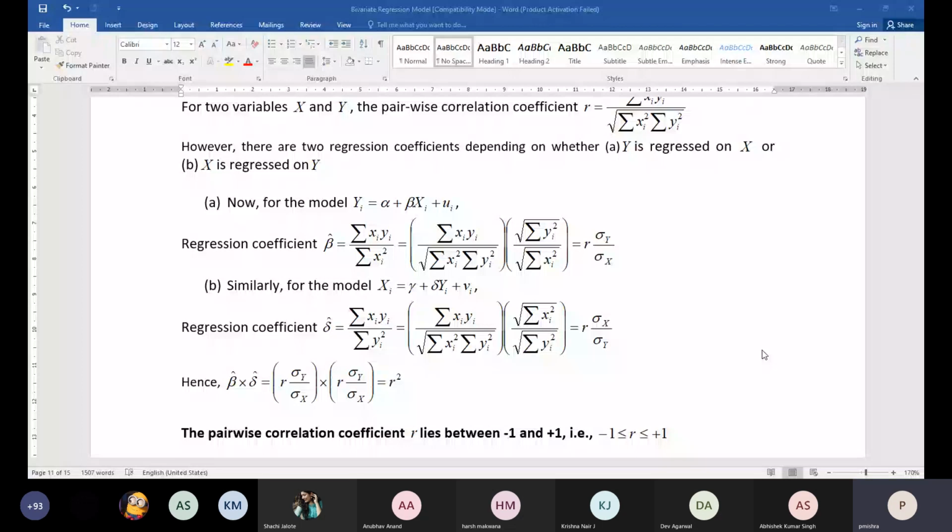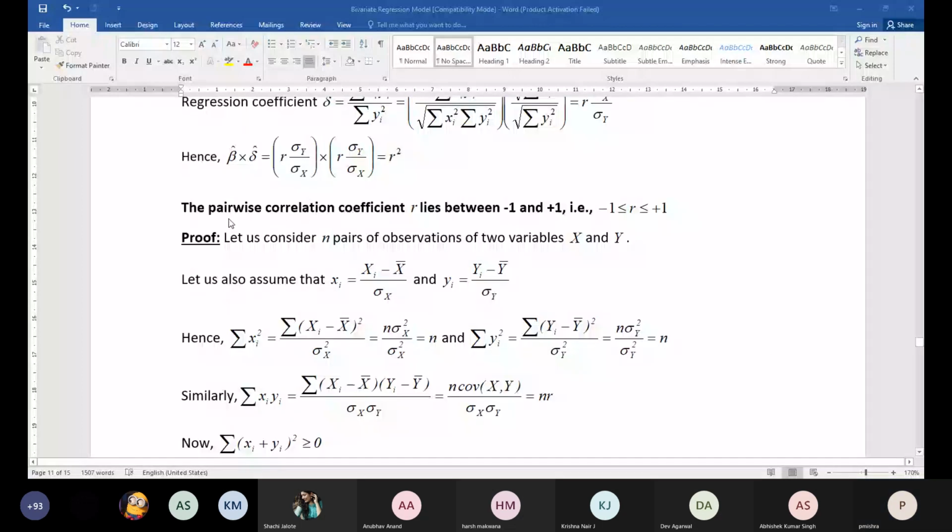Another interesting aspect is the value of the pairwise correlation coefficient. It is bounded by -1 and +1. I don't know whether you have done this part in your other statistics course, but this value of the pairwise correlation coefficient is bounded by -1 and +1. But we don't have any such restriction in case of the regression coefficient.